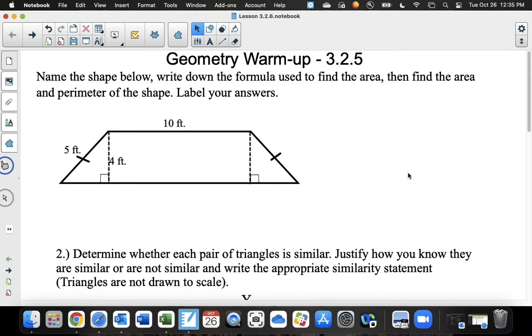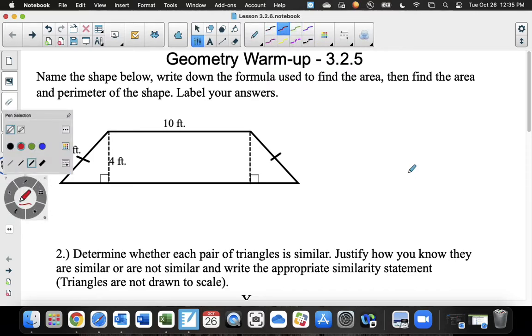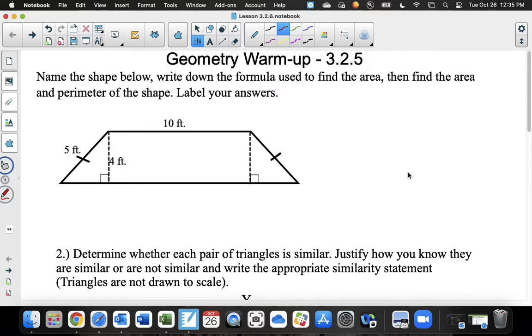All right, let me bring you back together here. Guess who it is? Okay.